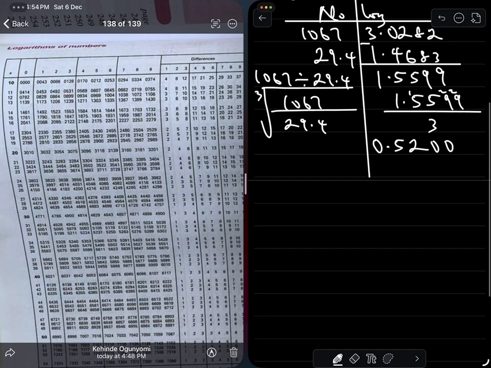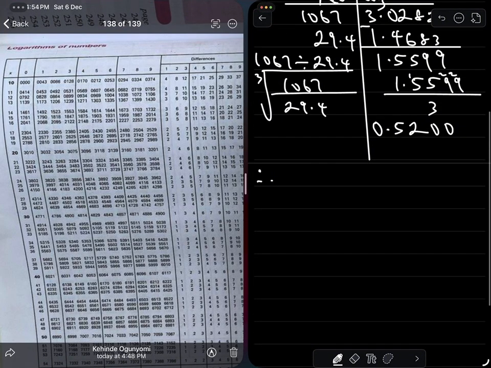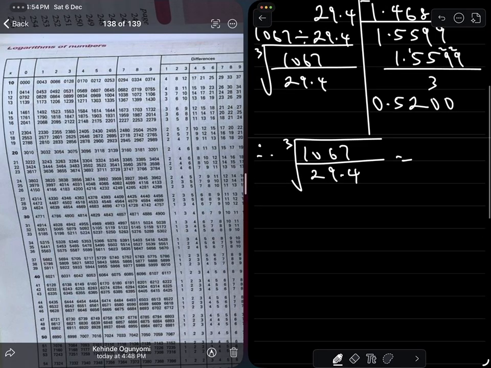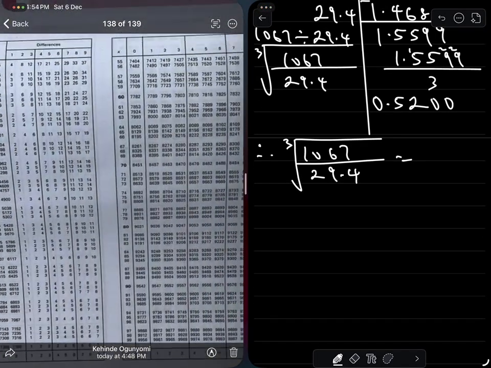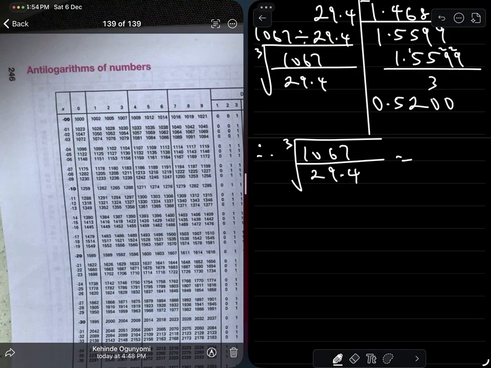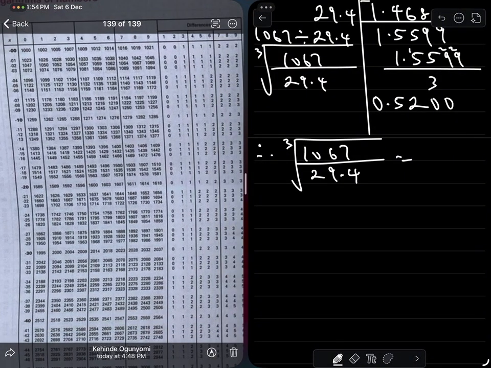Do you understand? So now the final answer, that means the cube root of 1067 divided by 29.4, is the antilog of 0.5200. We go to the table of antilogarithms. 52 under 0. Can you read that yourself? 52 under 0.